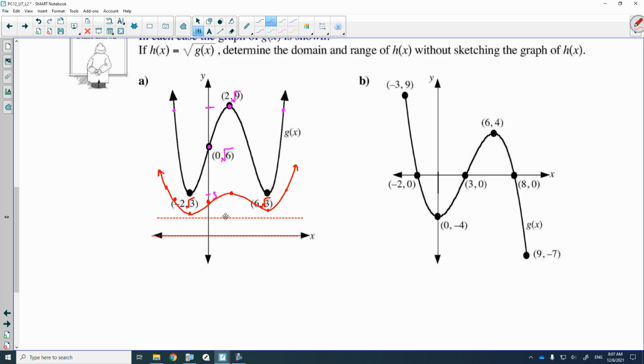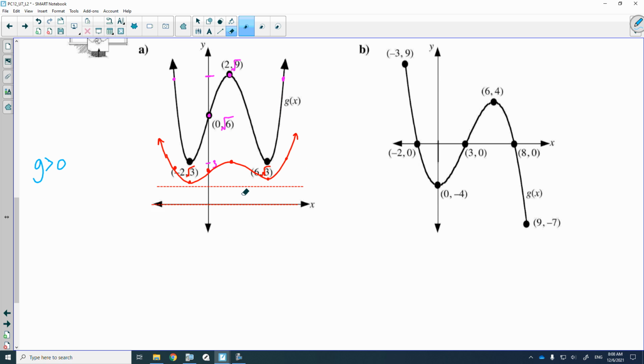Okay, what is happening is g of x, which is my original, the entire graph of g of x was greater than 0. So sorry, I won't say equal to. The entire graph of g of x is greater than 0. There is no piece below 0. So what that means is the domain of h of x is going to be x ∈ ℝ, right? This is the domain of h of x. The domain of h of x will be x ∈ ℝ.